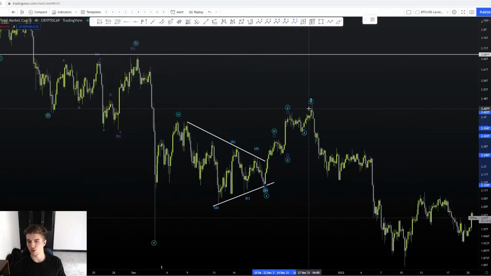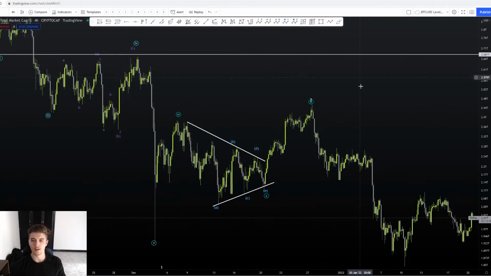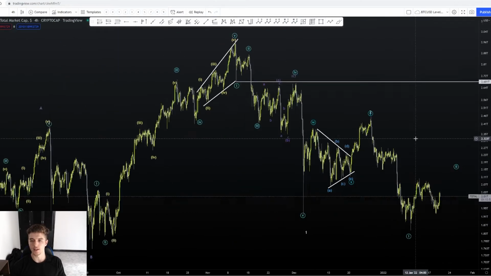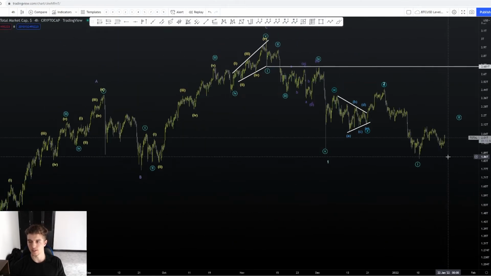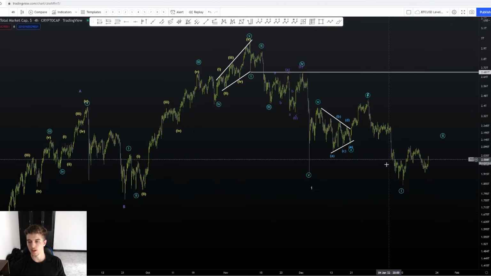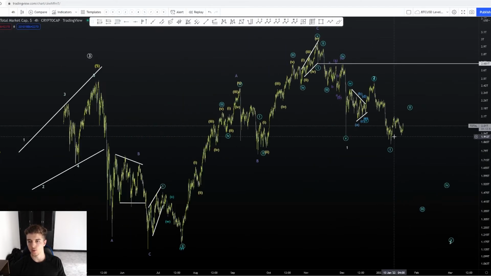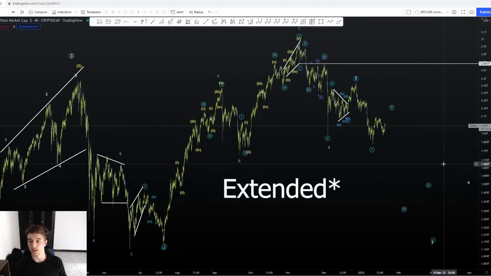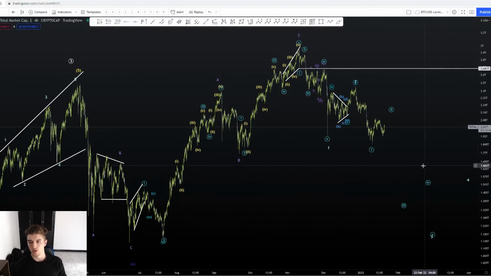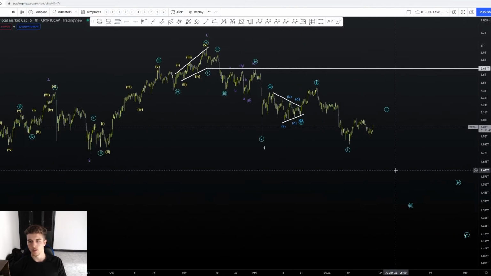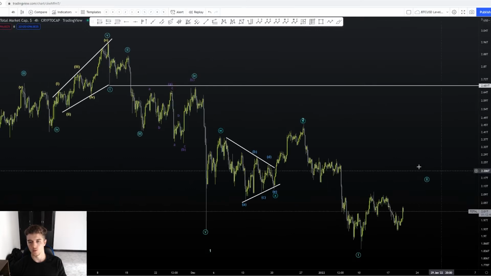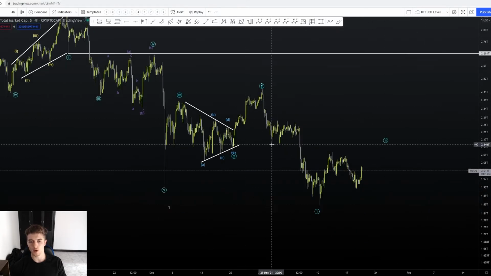Something like this, it could be a double zigzag, but at this point, it doesn't matter to me, at least. Now moving on to this section right here, this would all have to be an expanded third wave. So the way I count this right here, if we zoom in, this would be 1, 2. This all here down here would be 3, 4, 5.